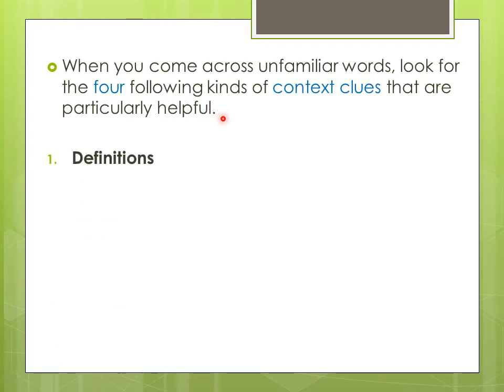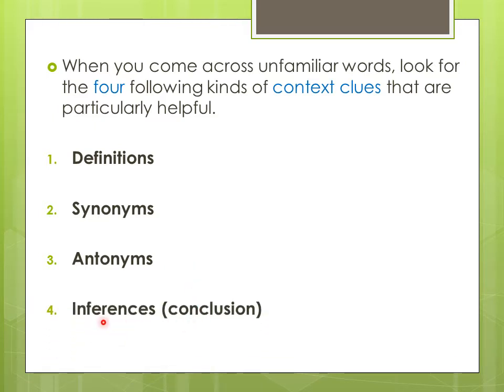The definitions, which is the definition of a word; the synonyms, which are other words that have the same meaning as the unfamiliar words; antonyms, which are opposite words or words that have an opposite meaning of the unfamiliar words; and the fourth one is the inferences, the conclusion, in which you conclude the meaning of the unfamiliar word or words throughout reading.